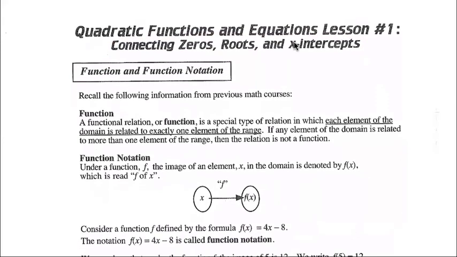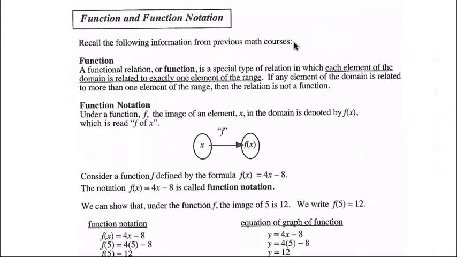Function and function notation. If you remember from last year, we did talk a little bit about function notation. Function notation is just a fancy way to say y in an equation, and some terminology changes around that. So if we have this function in function notation, that would be the same as y is equal to 4x minus 8 in equation form. It means exactly the same thing. It just has a bit of different terminology.